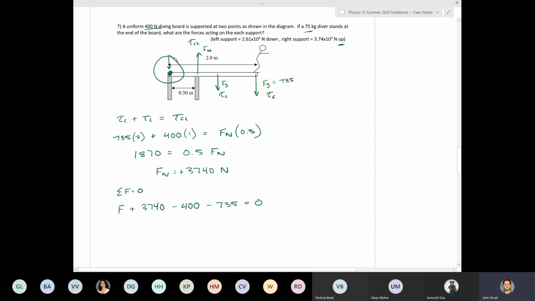The two FGs are going down, which is why they're both negative. So then we'll go 3740 minus 400 minus 735, and F would equal negative 2,605 newtons. And this negative means that it's going down. Now that might seem counterintuitive. A lot of my students see this question and say, well, both of those supports should be going up because the normal force should be going up. To explain this, I'm going to erase. Are there any questions about what I just did before I erase it?